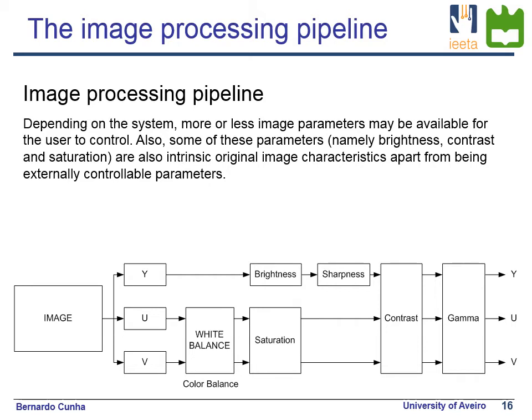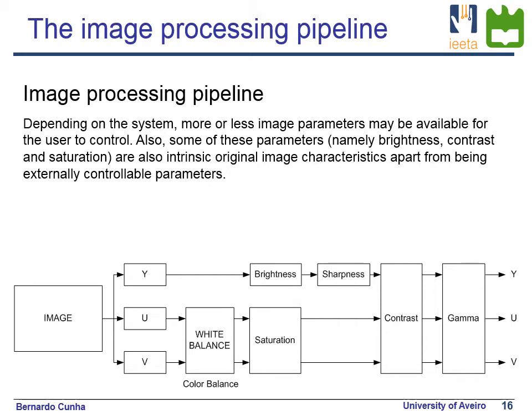Depending on the system we are talking about, there can be fewer or more image parameters that are available for the user to control. And also some of these parameters, namely the brightness, the contrast, and the saturation, are also intrinsic to the original image. It means that the original image already has a certain level of brightness, a certain level of contrast, and a certain level of saturation. Nevertheless, even being intrinsic, all these 3 parameters can normally also be externally controlled, which means that you can later on, if you want, change the value of the saturation of the image, the brightness, or the contrast.